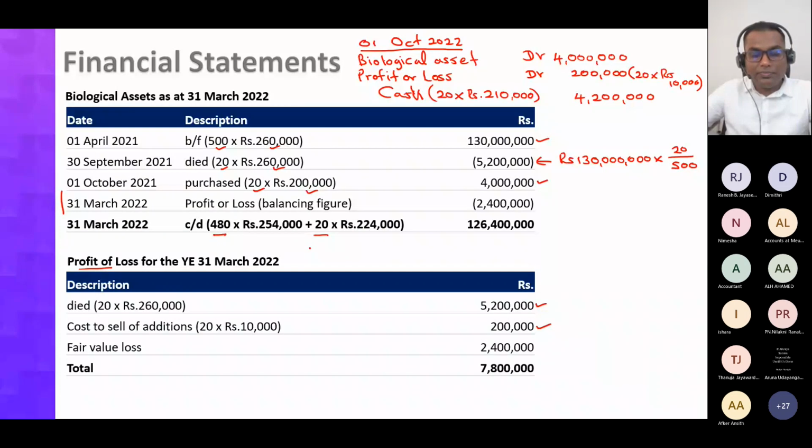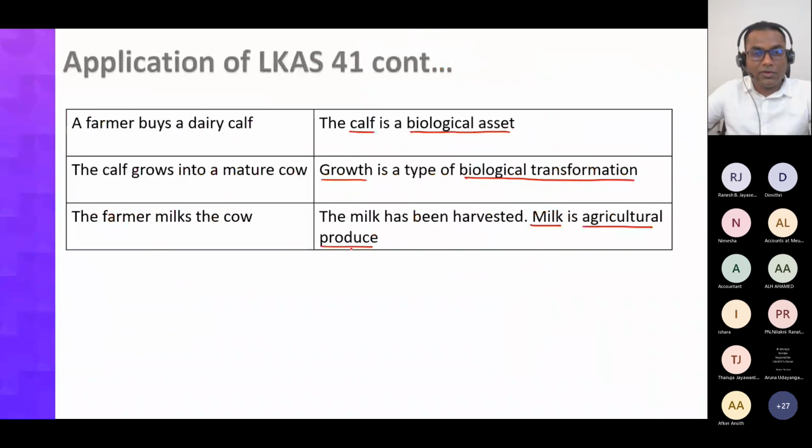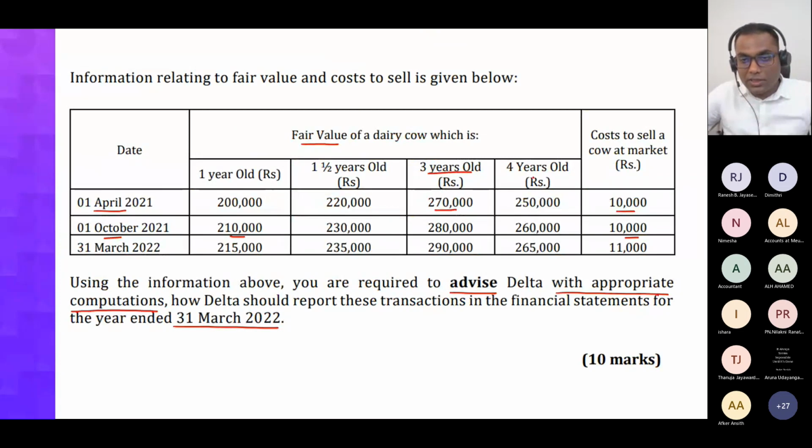What is the year end number? 480 cows. Now, if you look at 480 cows, 4 years old, at 31st March 2022, what is the fair value? 265,000. That is the fair value. Selling cost 11,000. 265,000 minus 11,000 would be 254,000. So 480 cows into 254,000, fair value less cost to sell. So I have 480 cows.